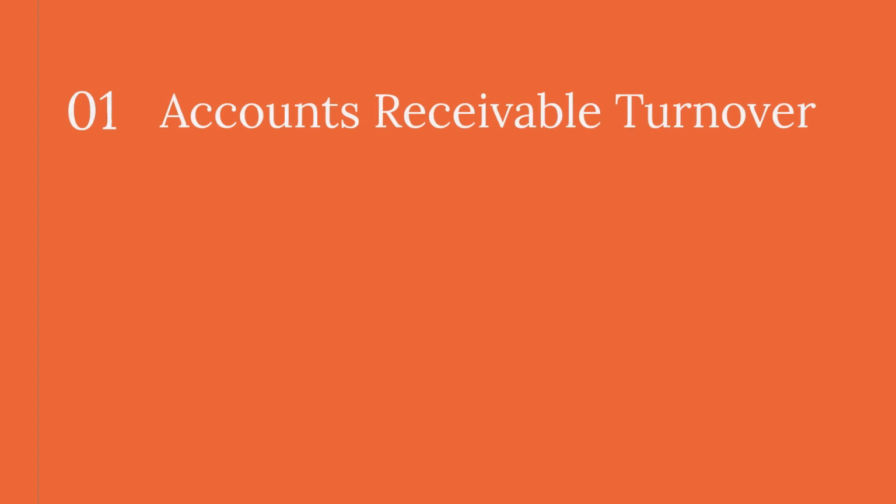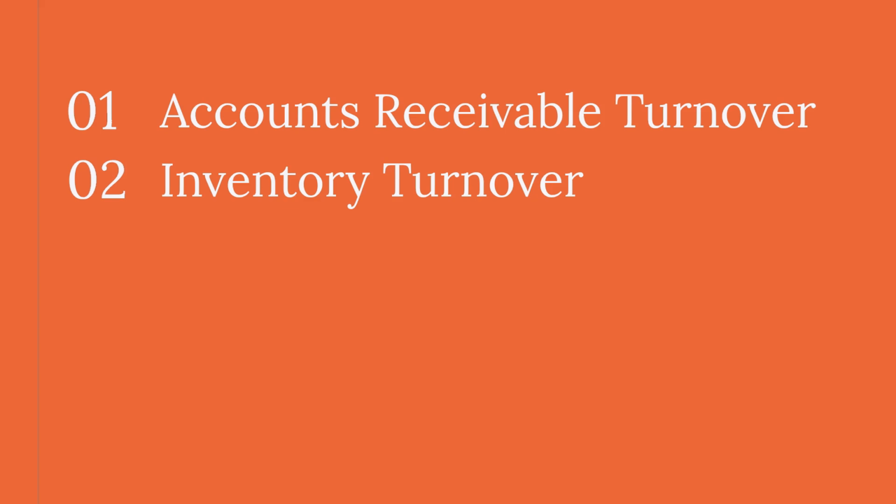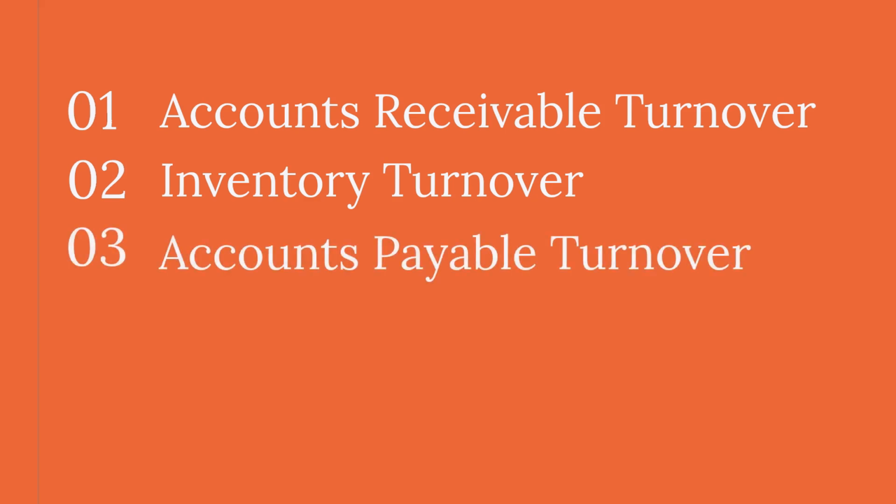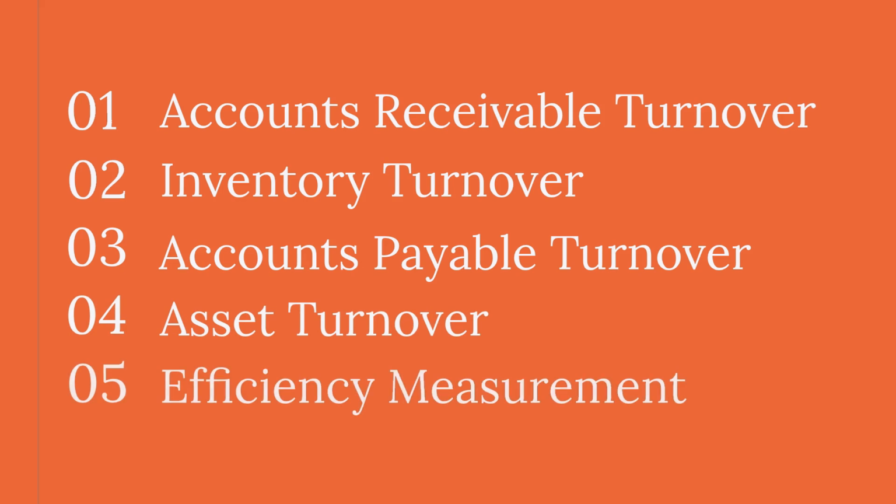Accounts receivable turnover is net credit sales over average accounts receivable. Inventory turnover is cost of goods sold over average inventory. Accounts payable turnover is net credit purchases over average accounts payable. Asset turnover is net sales over average total assets. These formulas are key to measuring efficiency.